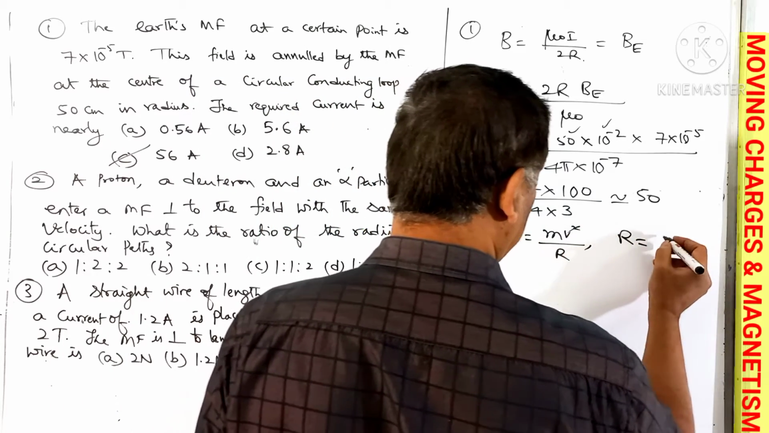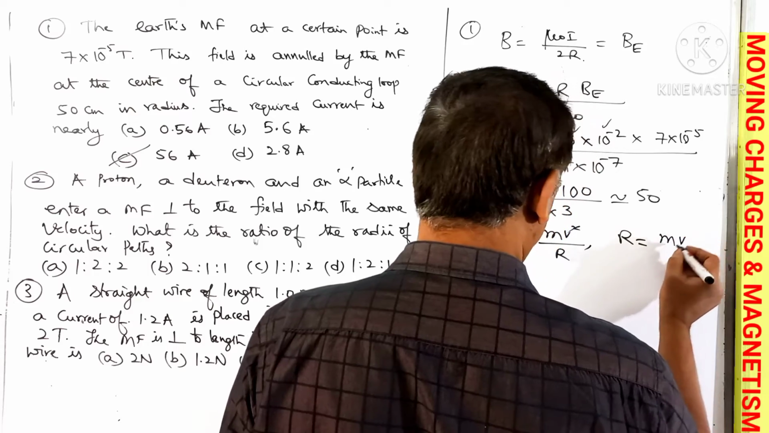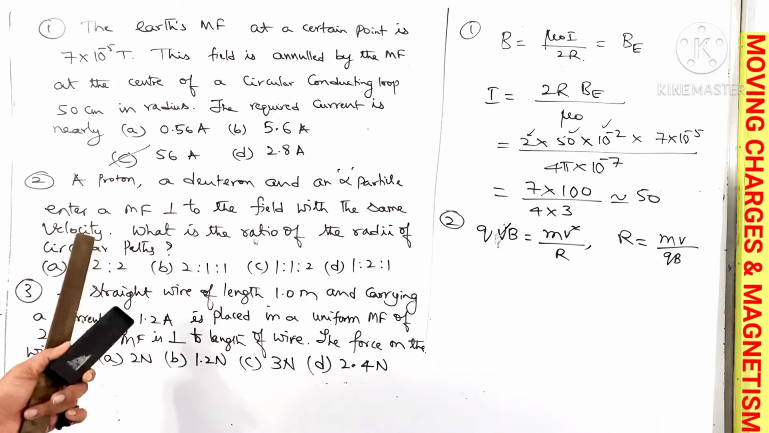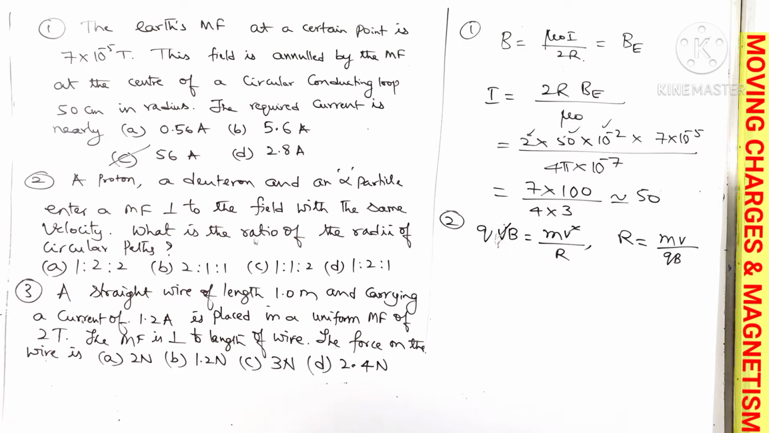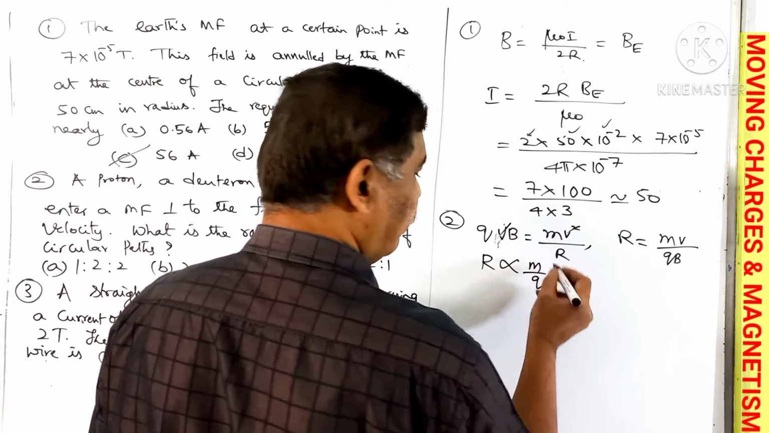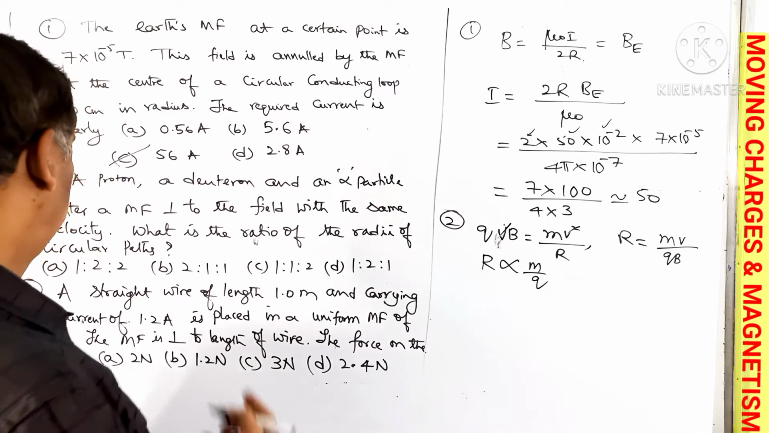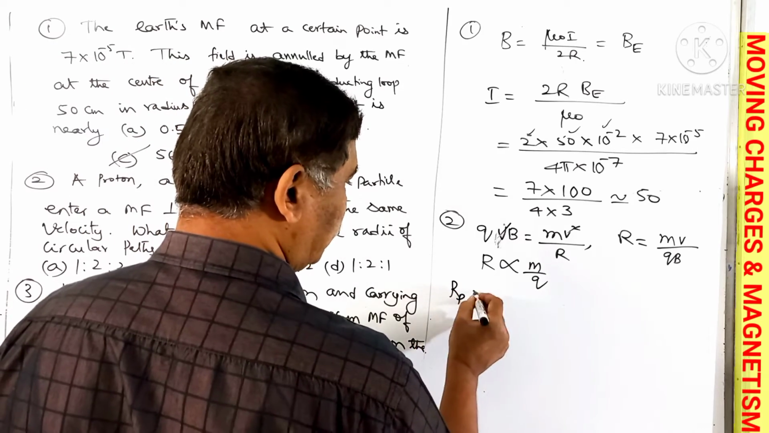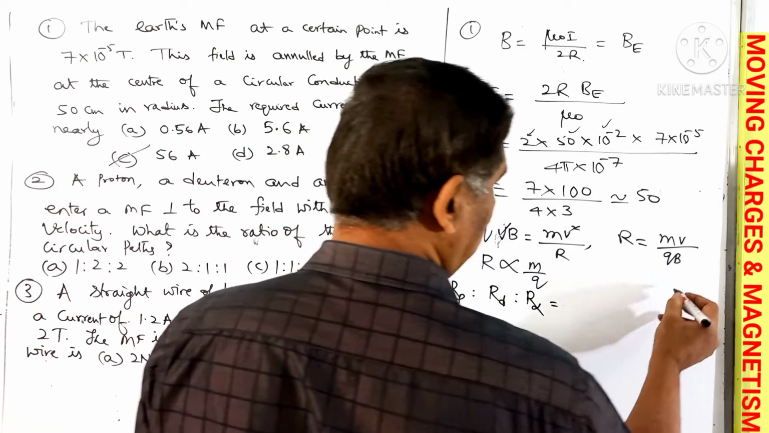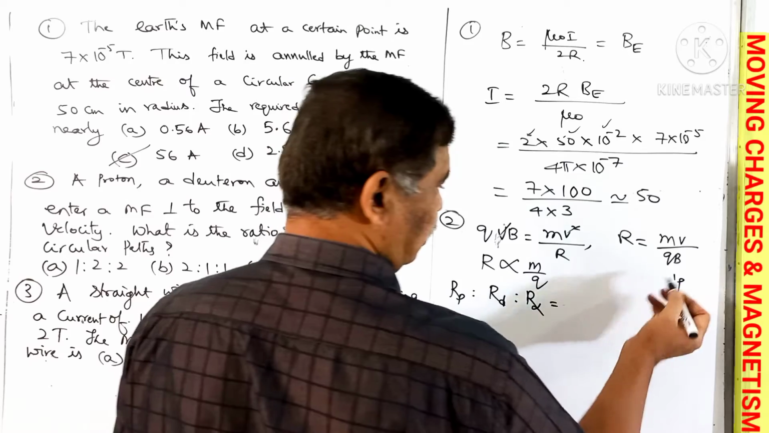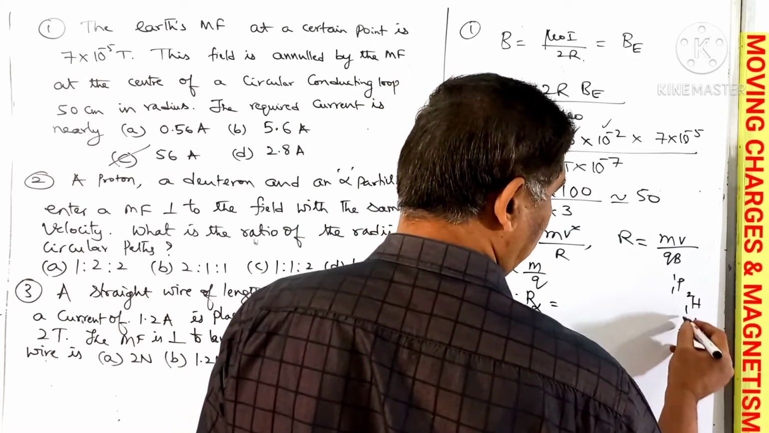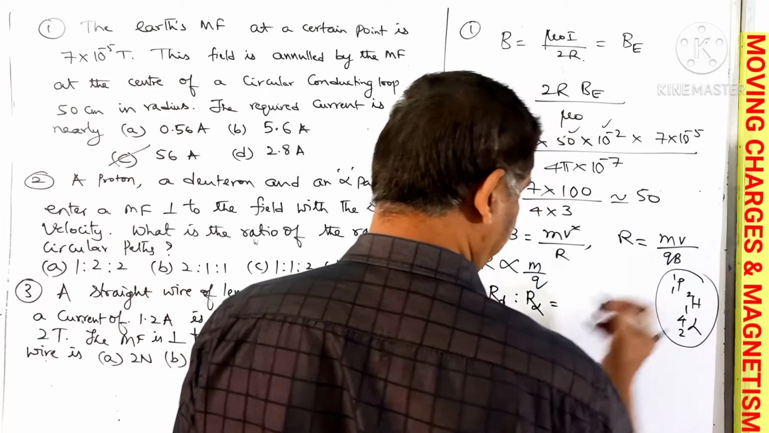So R is equal to MV by QB. This is what we get. Since they move with the same velocity, that is not a factor. Even the magnetic field is the same. So radius is proportional to M by Q. Now we have to find the ratio. So proton, neutron and alpha: R subscript P, R subscript N, R alpha. Proton, charge is 1, mass number is 1. Neutron, H 1 2. Alpha particle, He 4 2. So these things we should know.